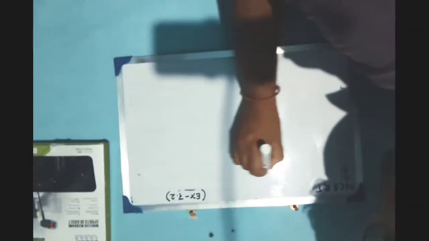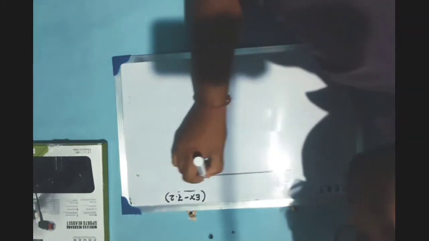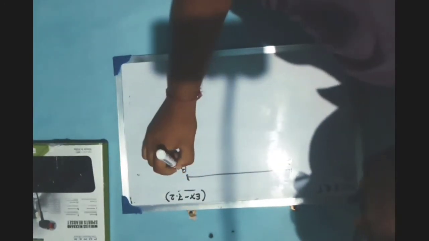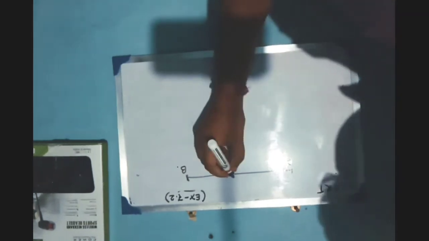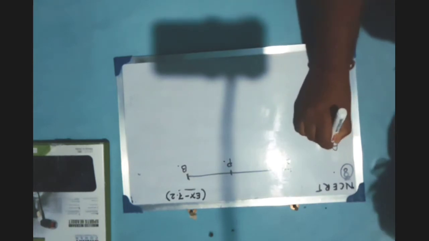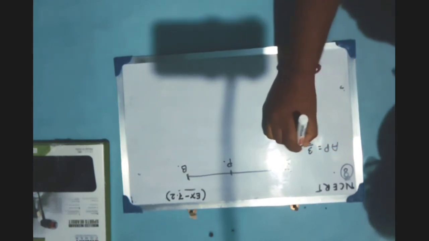What is given in question number 8? The line segment AB is given here, and P is another point which must lie on AB. AP is equal to 3 by 7 AB.